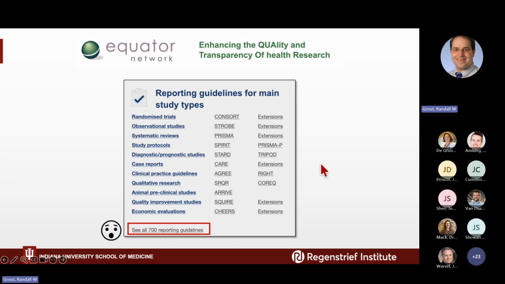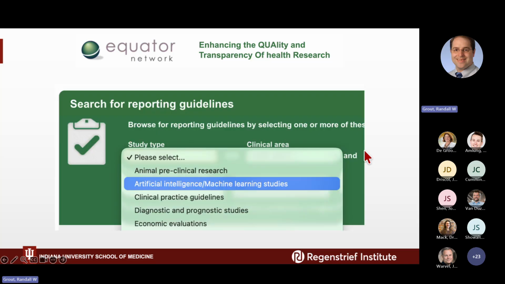We have lots of different ones and some pretty good consensus about the clear ones. I was surprised to see 700 reporting guidelines. There's a reporting guideline probably for about anything you need. And these are all part of the EQUATOR Network, the Enhancing the Quality and Transparency of Health Research Network, that you can search there. But if you're looking for one related to AI, you could click on that, see all 700 reporting guidelines, and you get to a page where you can search.